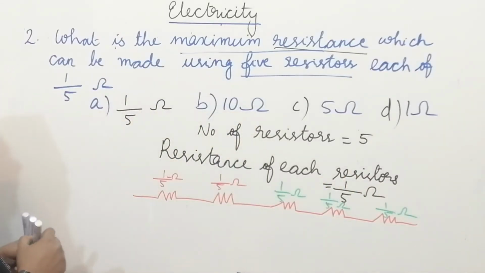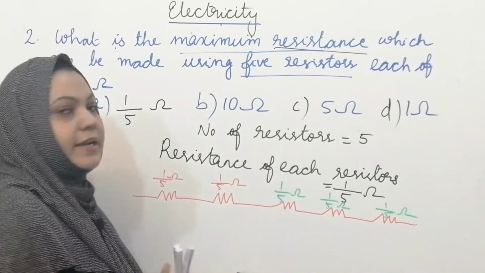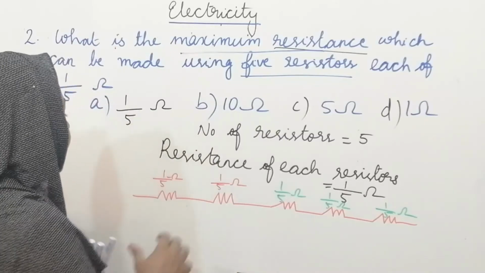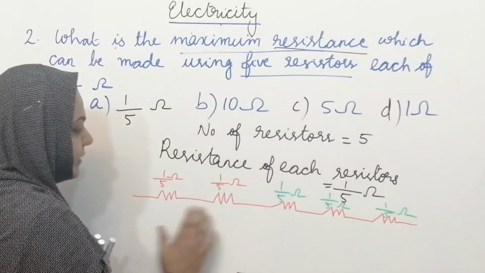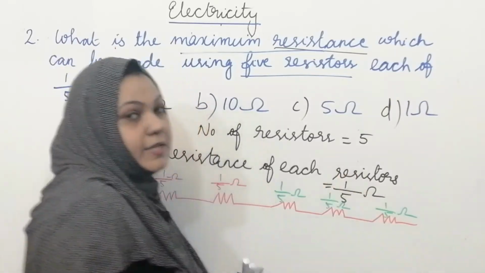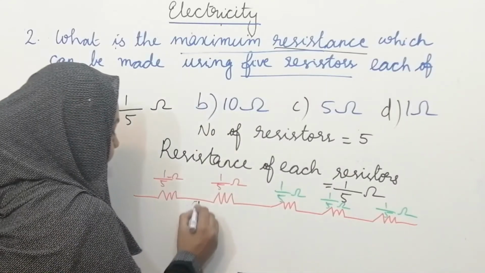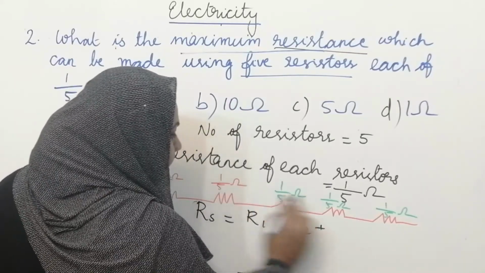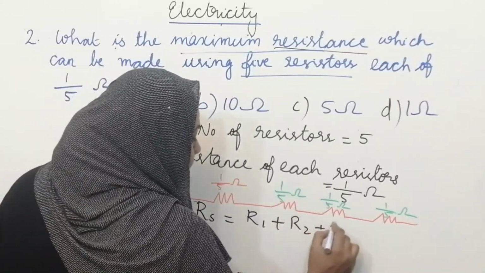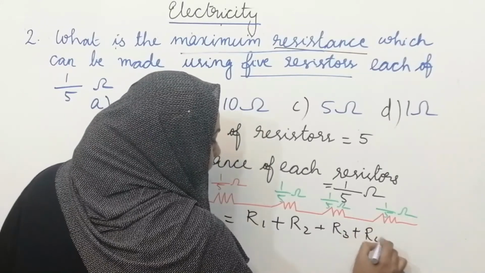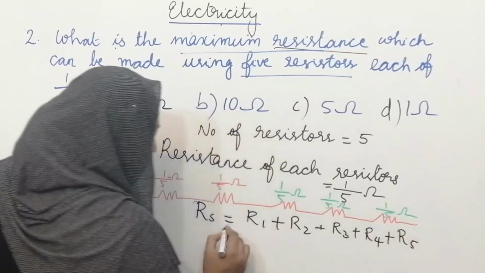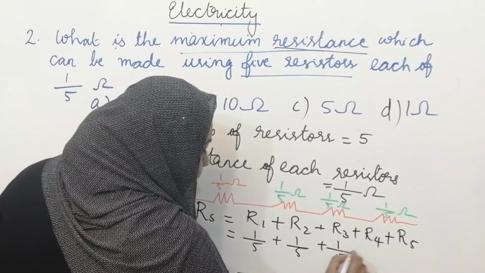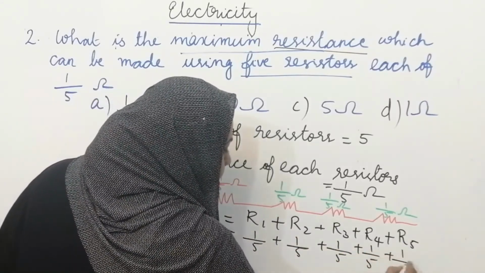Here you can see, I already said equivalent resistance is maximum when it is connected in series combination. Now we arranged all the 5 resistors in series combination. What is the formula for resistors in series? Resistance in series is equal to R1 plus R2. Here there are 5 resistors, so I am writing R1 plus R2 plus R3 plus R4 plus R5. Now we can write 1/5 plus 1/5 plus 1/5 plus 1/5 plus 1/5.